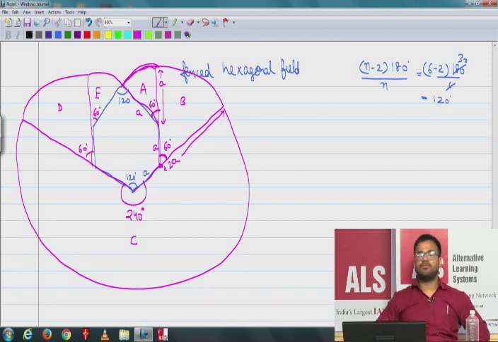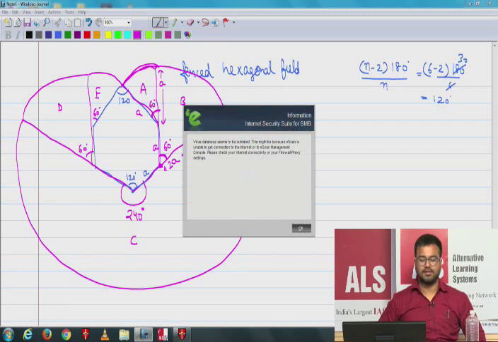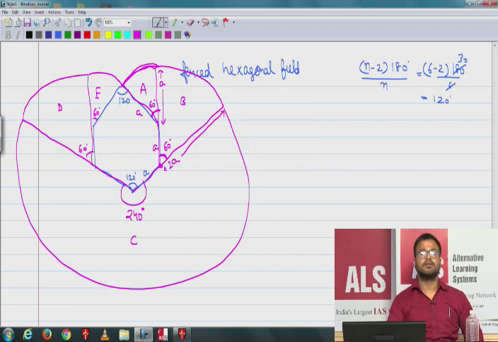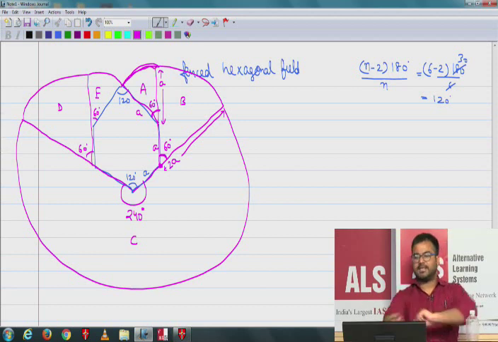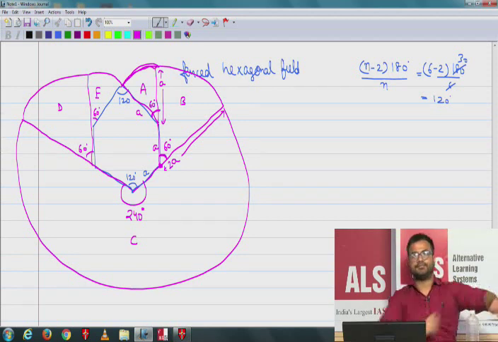Any doubt till now? Shillong Center, is the diagram clear till here? Okay, CC-Pur, Senapati, Kohima, is this clear, the diagram?